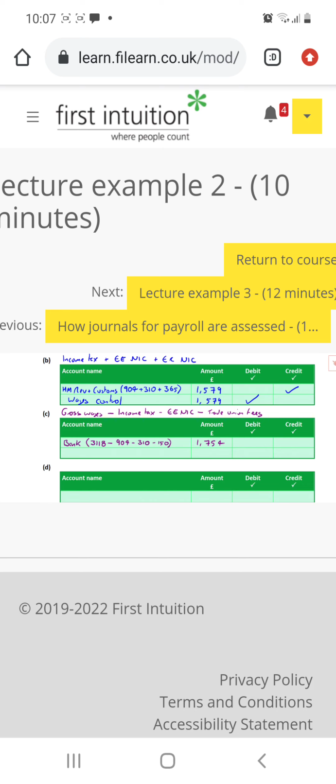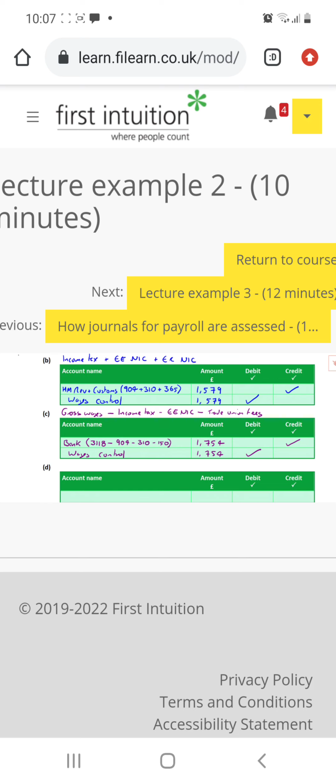Now the point is, because we are paying it out of the bank account, we are reducing that asset of cash, so therefore we will need to put a credit against the bank account as we pay the money out. The other side of the entry is going to go through wages control. So to make this journal balance, obviously we need to put in 1754, and that would need to be a debit to our wages control account.